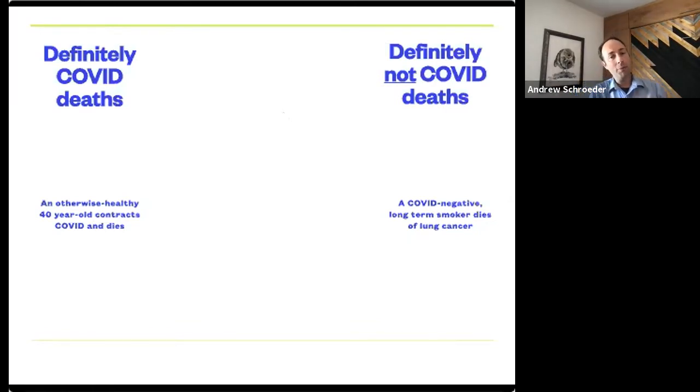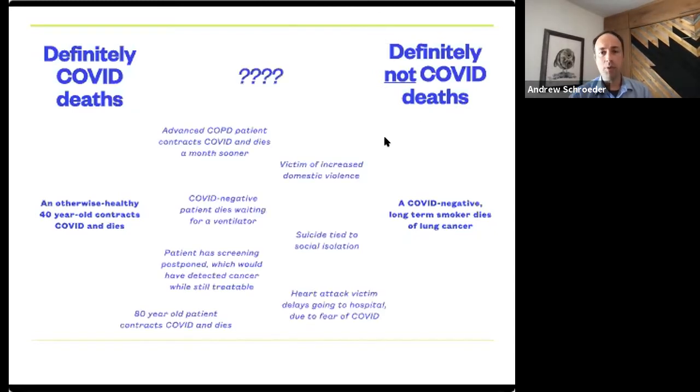There are also going to be plenty of deaths that are just obviously not COVID deaths. Imagine we're talking about a COVID negative longtime smoker who dies from lung cancer. That's just not a COVID death, pretty clearly. Okay, the problem is that there's then going to be a really large number of deaths, probably on the order of a few 100,000, where things are not entirely clear. And so here are some examples, and there's a few more in the paper if you're interested.